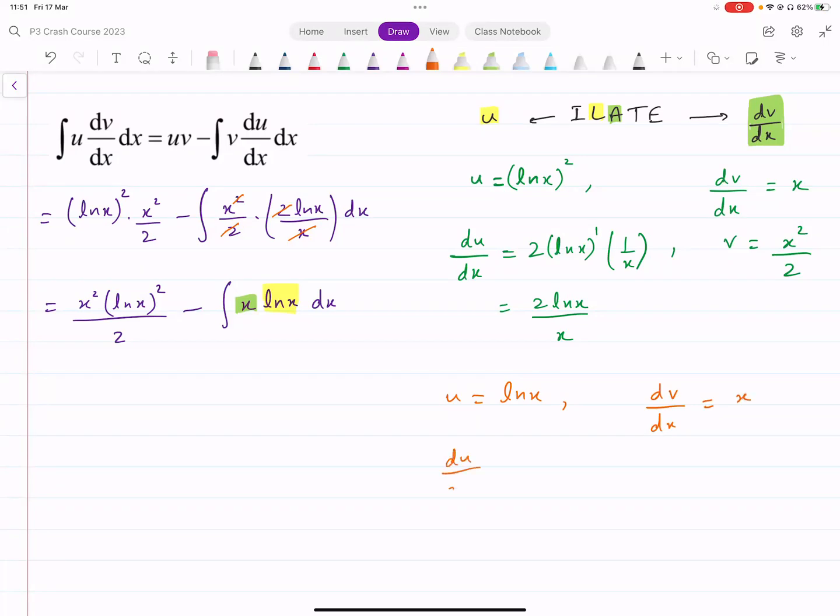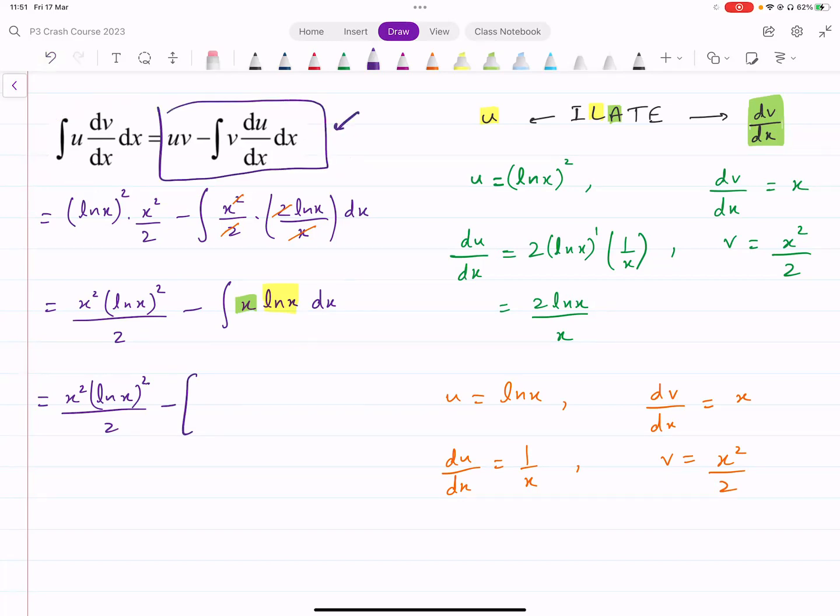Now, what about du over dx? That is 1 over x, and v, that's the integral of x, is x squared over 2. Now we need to apply integration by parts in this part again. Let's see what we get from that. x squared into ln x whole squared outside divided by 2. Subtract from this. Now here you apply this formula again.